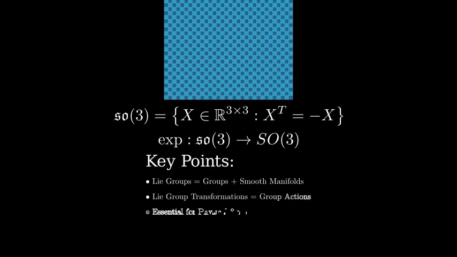To summarize, Lie groups are groups that are also smooth manifolds. Lie group transformations describe how these Lie groups act on other manifolds. These actions help express symmetry, which is crucial in physics. And the corresponding Lie algebra associated with a Lie group can be viewed as its tangent space at the identity.